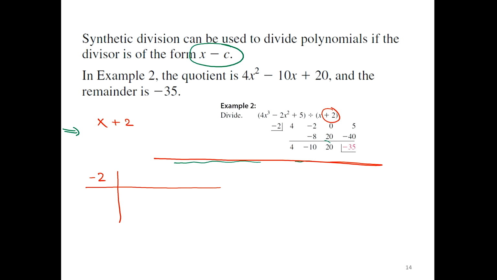Now we have x^3 and x^2. We don't have x, but put the value of x and the number. What's the coefficient of x^3? This is the dividend. The coefficient of x^3 is 4. The coefficient of x^2, negative 2. The coefficient of x equals 0. And the constant equals 5. Like this.